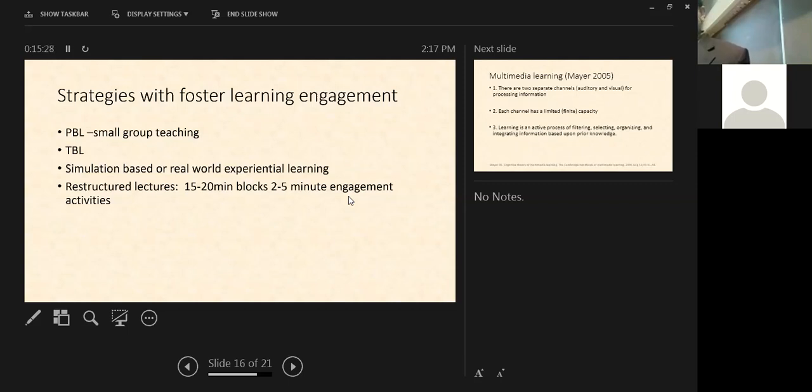Simulation-based or real-world experiential learning. Simulation-based is, of course, a method of experiential learning. Apart from that, experiential learning includes our clerkships in our medical college. But apart from that, there are field visits: get them out into the community, get them out into seeing what needs to be done there.